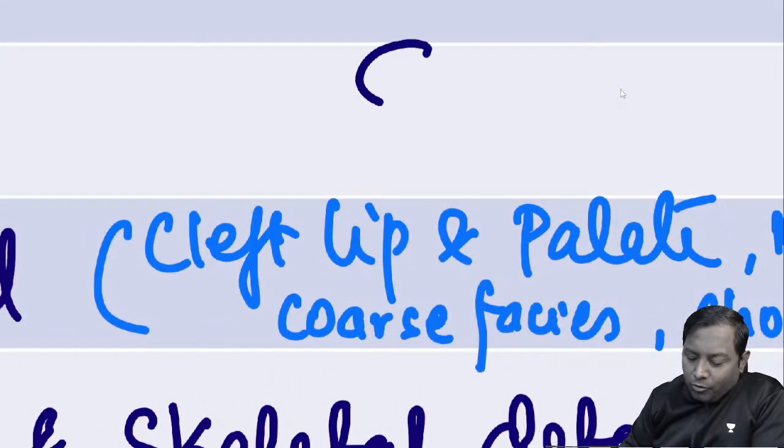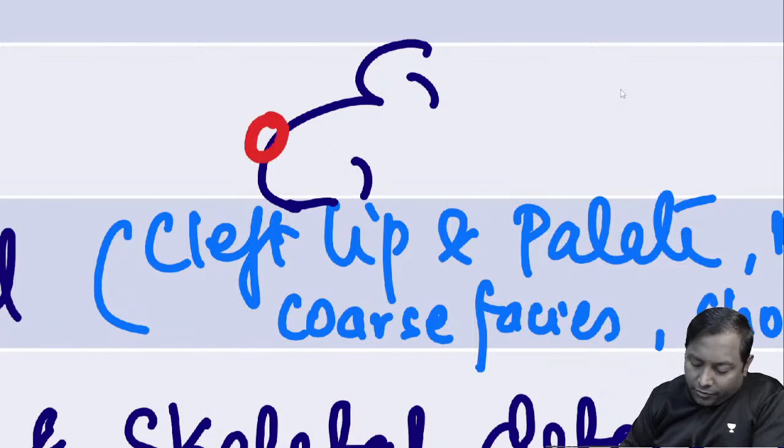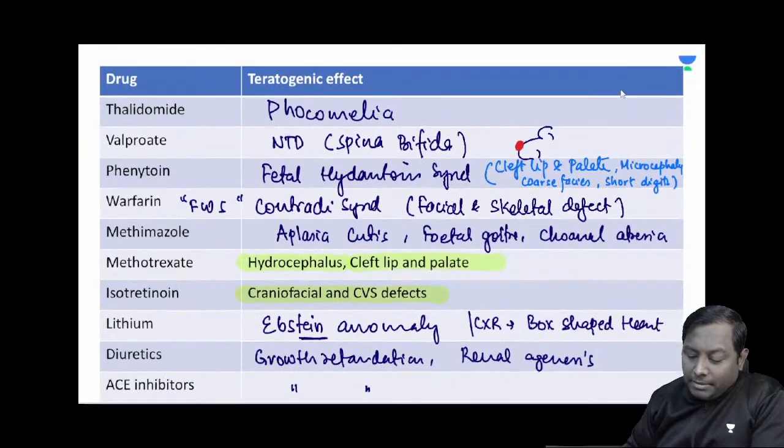So they will be giving you a baby image here, right? And on the back side of the baby you will see a tuft of hair, or there will be an exposed spinal cord, right? So this is one image that can come in your exam.